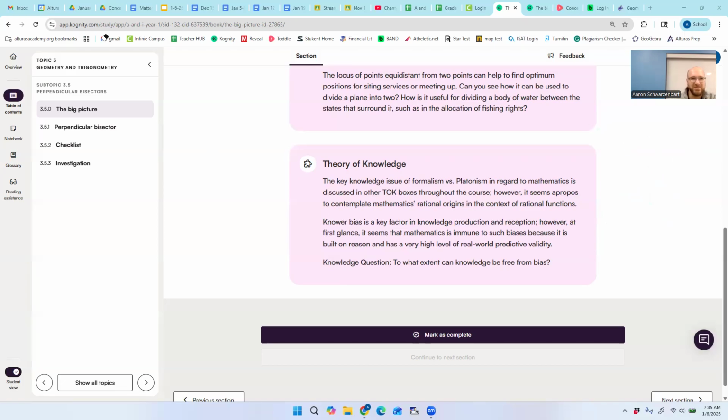So we've thought about that a little bit in theory of knowledge, but that's an important question. And math is often thought of as being more free from bias, but it's probably not entirely free from bias.